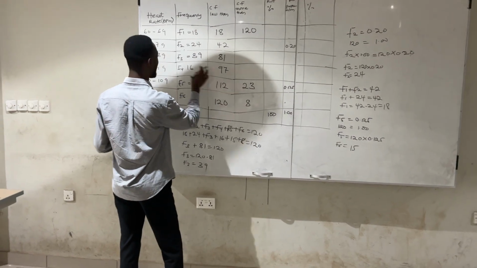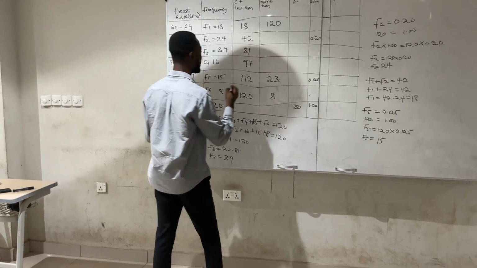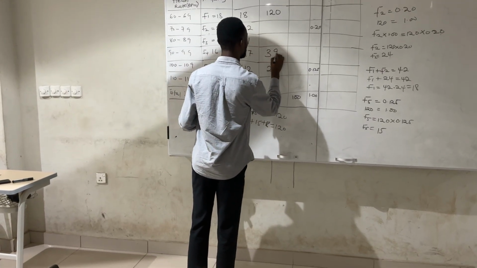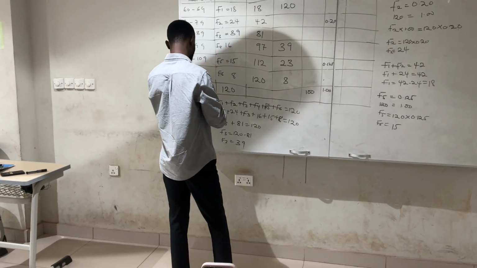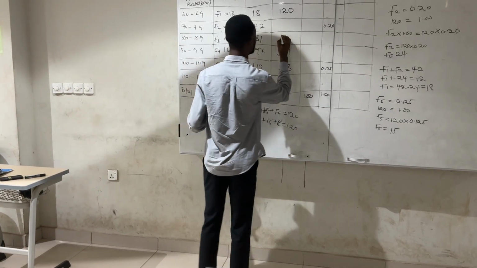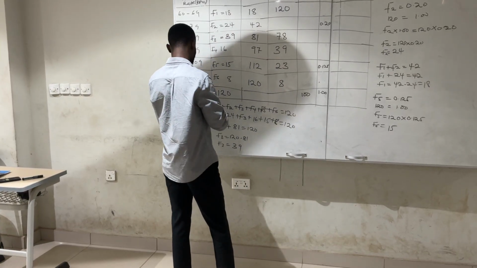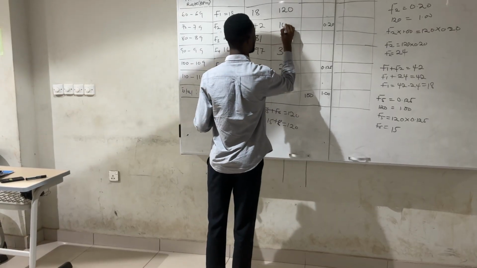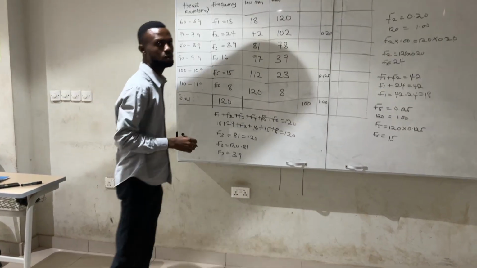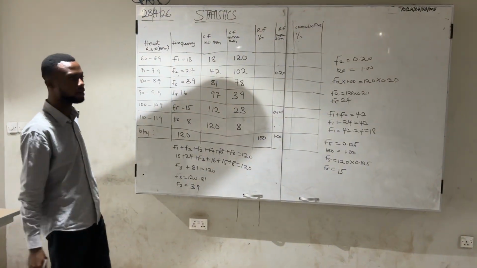Then we can do the diagonal. So this plus 16 gives us 39 here. Then add 39 to 39, gives us 78. Then add 78 to 24, gives us 102. So we are now done with the cumulative frequency more than.